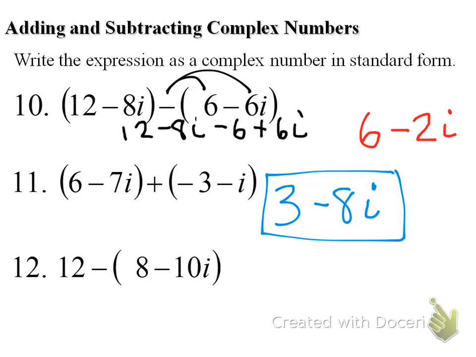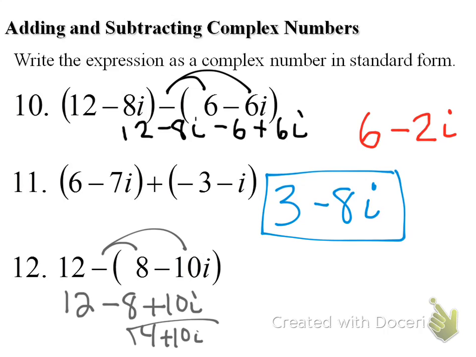All right, what about on number 12? Yep, we have to distribute here. Good. So that gives me 12 minus 8 plus 10i. What's 12 minus 8? 4 plus 10i. Great. Do you guys have questions on this?